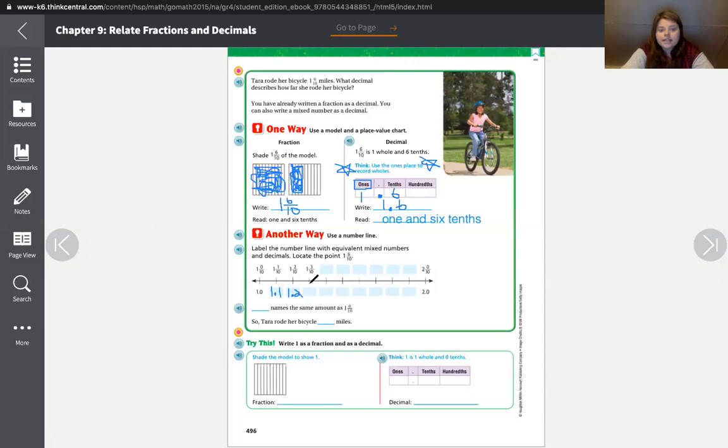1 and 3/10, still a 1 out front. We have 1 whole and we have 3/10, tenths, so we have 1.3. Now we have to fill in the rest all on our own. So we have 1 3/10. We're going to continue with our pattern. It's going up by 1, so our next one's going to be 1 4/10.